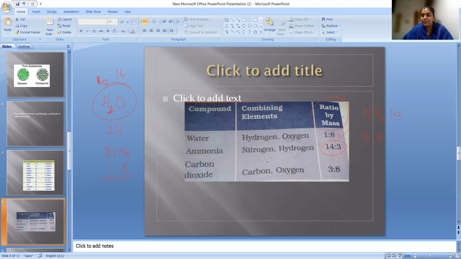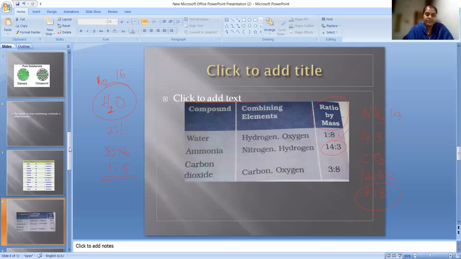And if you look at carbon dioxide, 1 carbon, 2 oxygen, right? Carbon mass is 12 and oxygen 16. 2 are there, 16 into 2. If you take the ratio, you can immediately see that the ratio is 3:8. That is what is written in your note. Okay, don't confuse. This is ratio by mass. And if you are taking the ratio of the elements, that is 2:1.